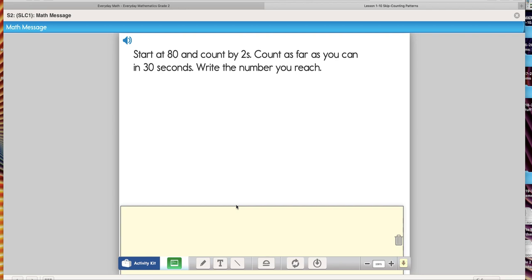So for 30 seconds, don't start yet. You're going to start at 80. And you're going to count by twos as high as you can go for the next 30 seconds. Ready? 3, 2, 1, go. Starting at 80, remember.